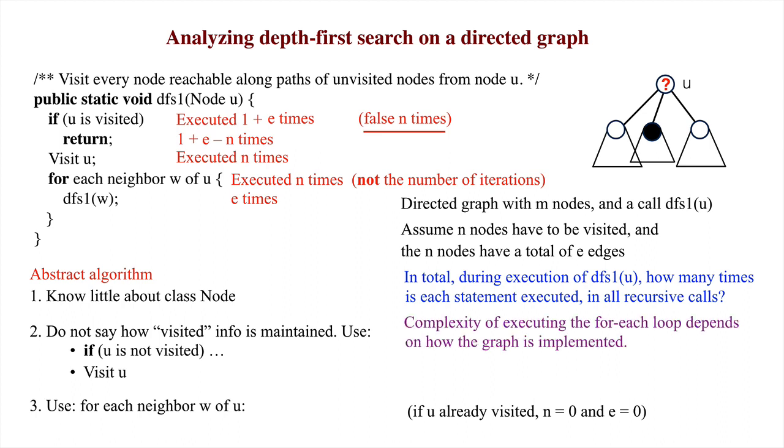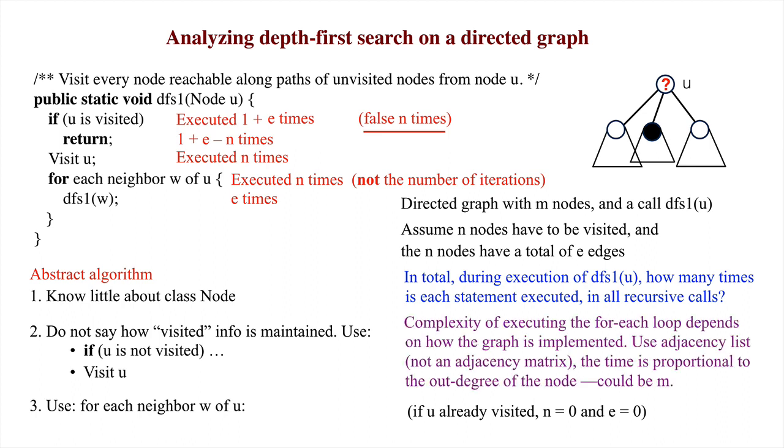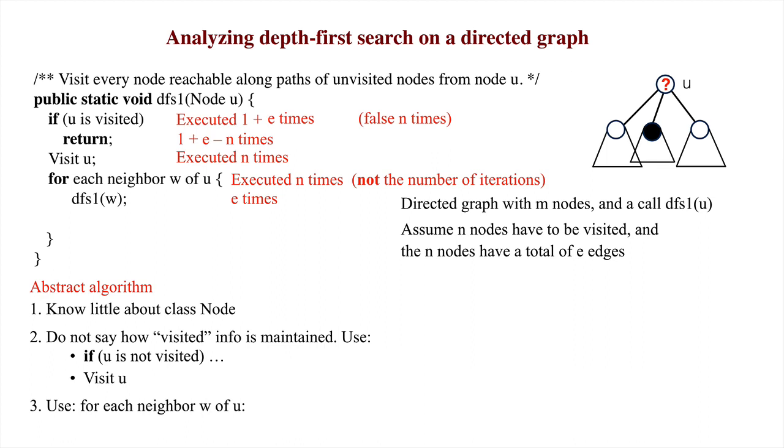Note that we are not describing the complexity of executing the for each loop. We cannot do that unless we know how the graph is implemented. If the graph is implemented using an adjacency list, so that each list of outgoing edges is in an array or linked list, the time is proportional to the out degree of the node. It could be the number of nodes in the graph.